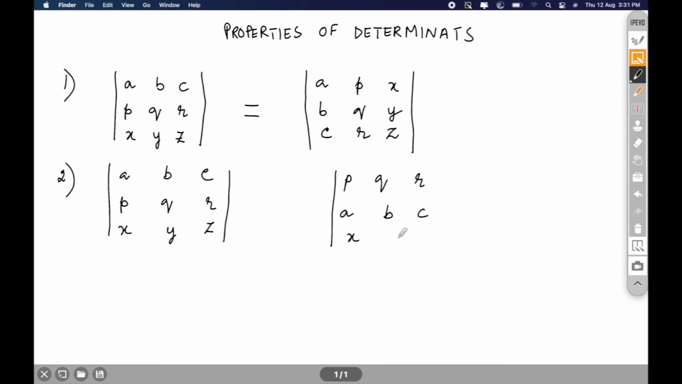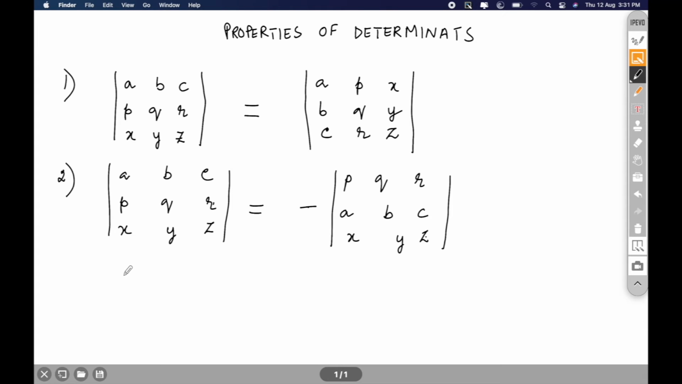Third row remains unaltered. Now can I use an equal sign here? I can use an equal sign provided I put a minus sign here. So when any two adjacent rows are interchanged, you can see I can use the equal sign provided I give a minus sign. The same is the case when I interchange any two columns.